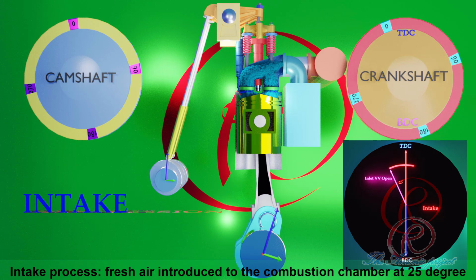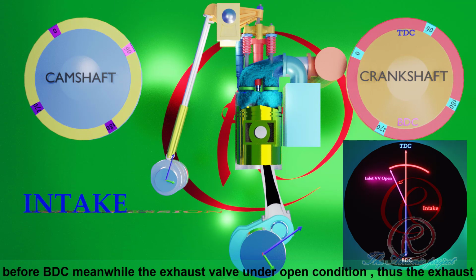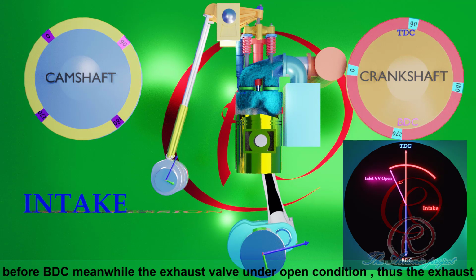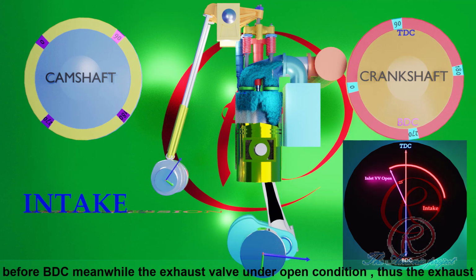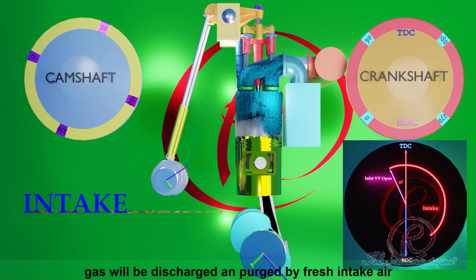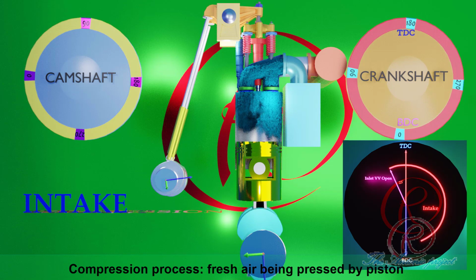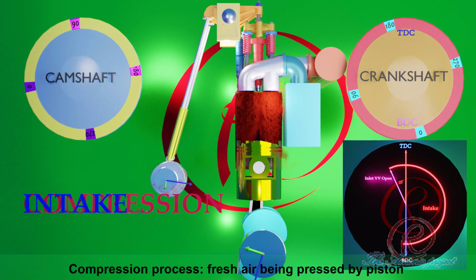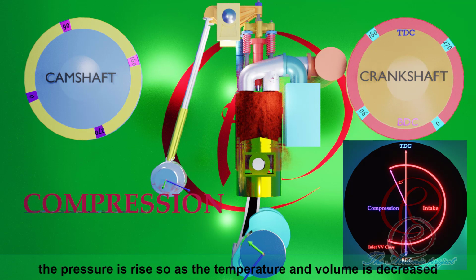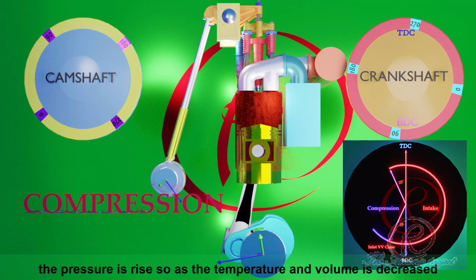Intake process. Fresh air is introduced to the combustion chamber at 35 degrees before BDC. Meanwhile, the exhaust valve is in the open condition. Thus, the exhaust gas will be discharged and purged by fresh intake air. Compression process. Fresh air is being pressed by the piston. The pressure is raised, so is the temperature, and the volume is decreased.